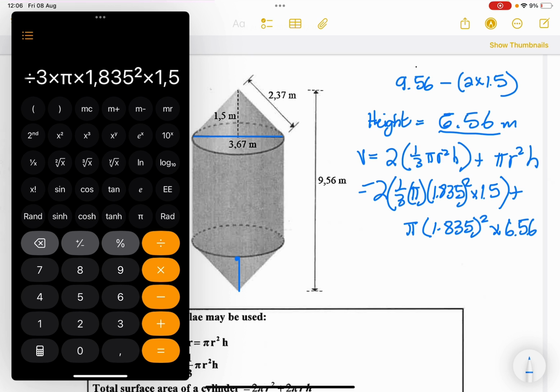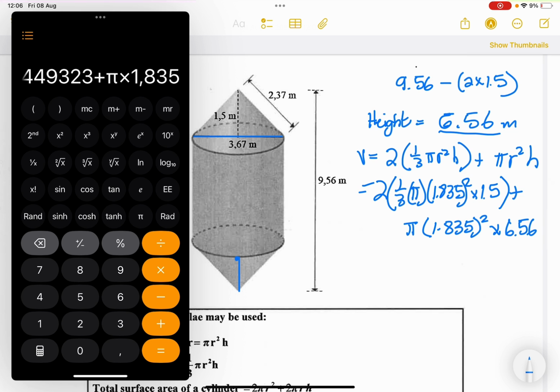Right. So that's the volume for our two cones, right? So this is going to be plus. So we are adding this. That's pi multiplied by 1.835 squared. Oh, there we go again.